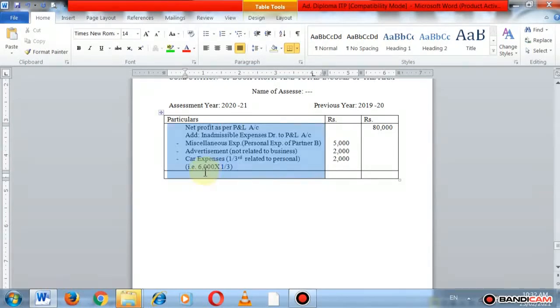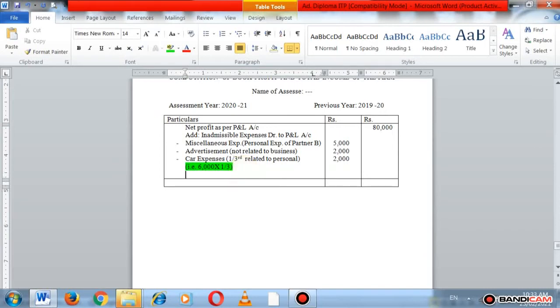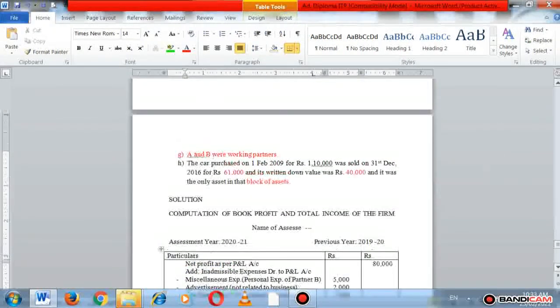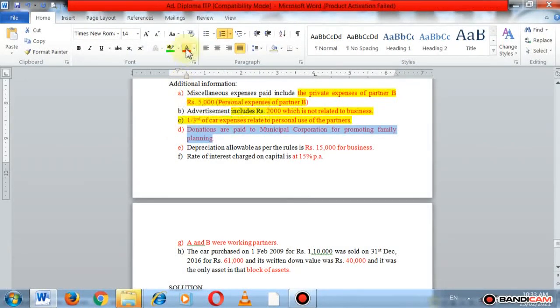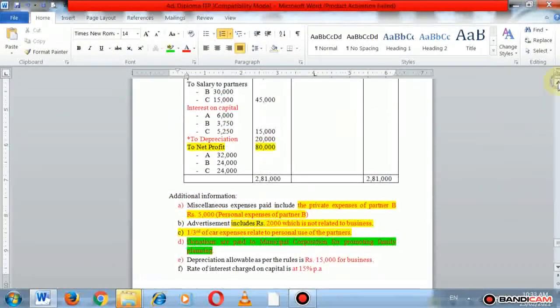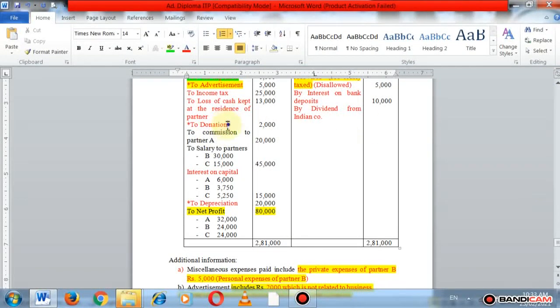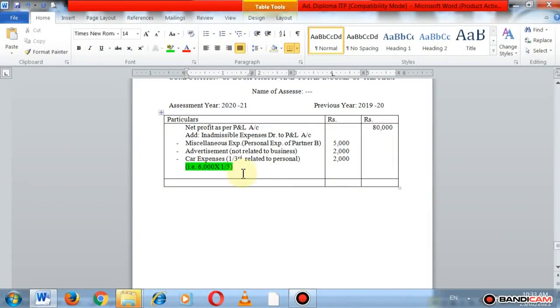So 1/3 car expenses is personal. Okay, so we disallow the personal expenditure. Then the next adjustment. Here donation: all donations are disallowed. Donation is rupees 2,000. So all donations are disallowed.